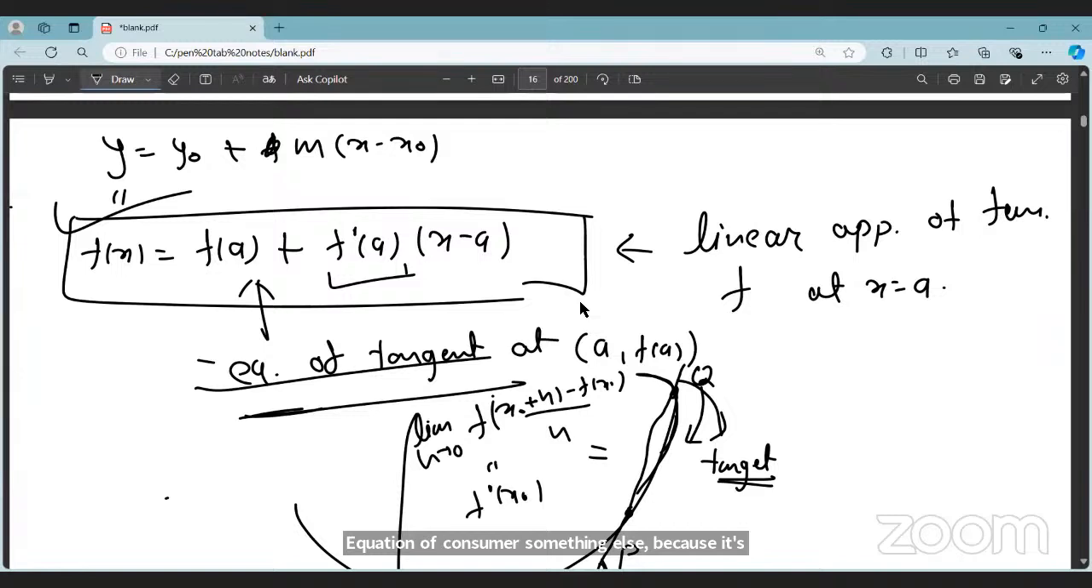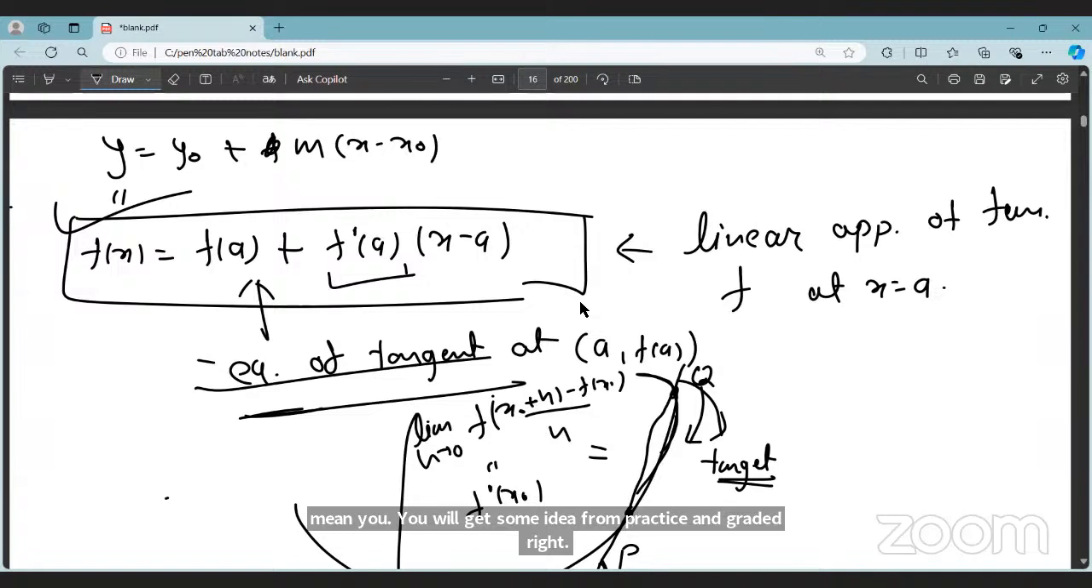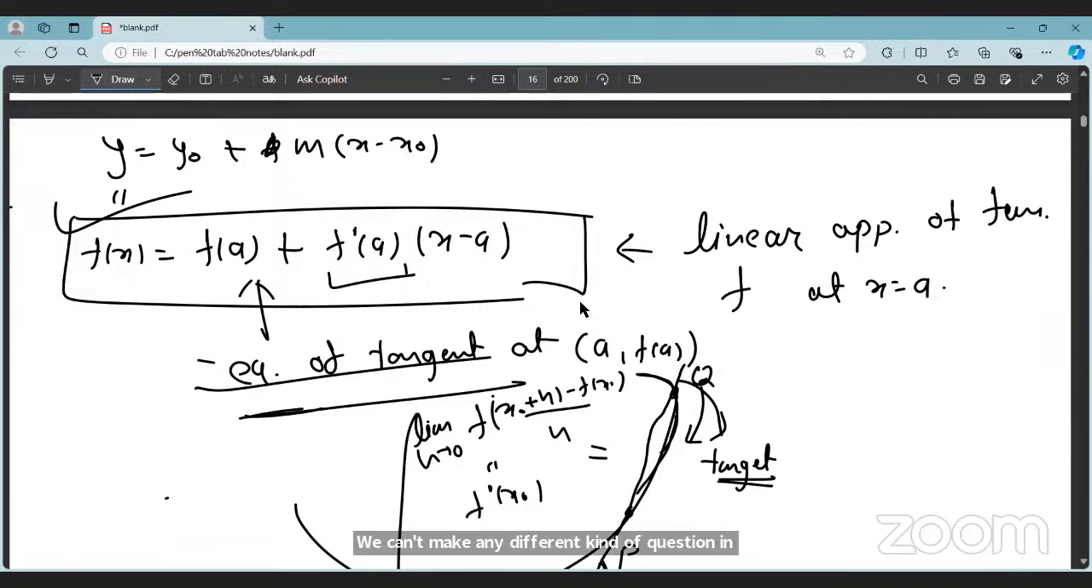Ma'am, which kind of questions are they asking in quiz 2, based on all the topics we taught? You will get some idea from practice and graded. We can't make any different kind of question in this, because it's just limit, continuity, differentiation. So we'll give you some function and just ask whether it is continuous or not, differentiable or not.